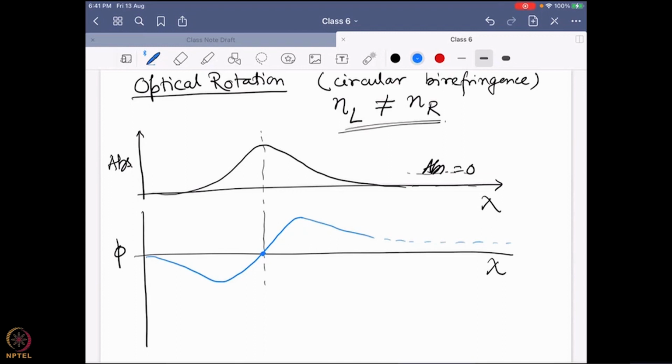Over here, the optical rotation is nothing but nL minus nR, or a function of it, right? Phi is dependent on that. So one side I'm saying positive, one side is negative. So this is the 0 line. This optical rotation value is 0 at the maximum of the absorbance. Can anybody suggest why it is so? Why would the optical rotation be 0 at the maximum of the absorbance?